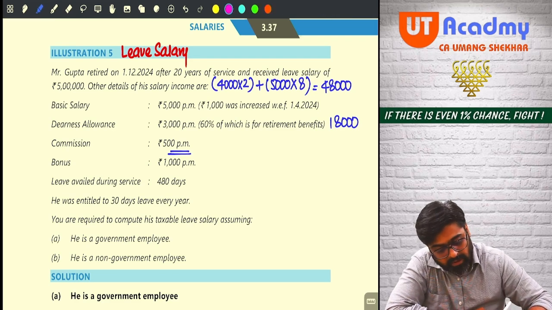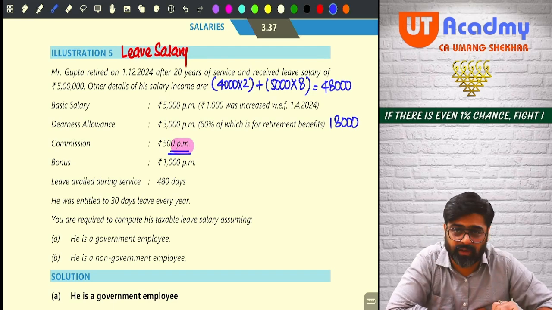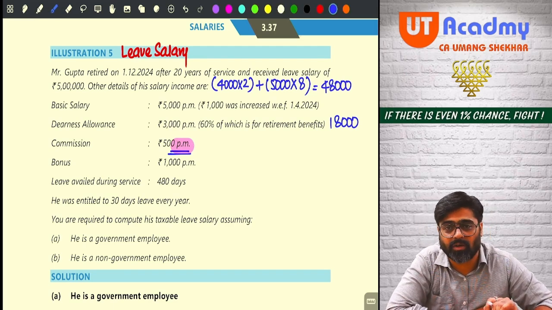Sir, they did not say what the commission is. Turnover commission or fixed commission? So we assume that it is a turnover commission. Your assumption can take you nowhere.